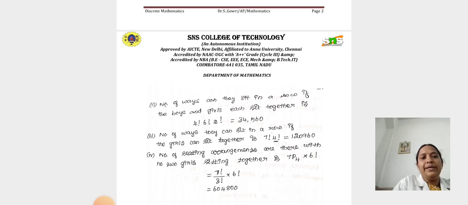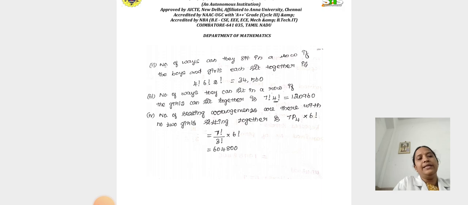Third: the number of ways they can sit in a row if the girls sit together is 7 factorial into 4 factorial. Then the last case: the number of seating arrangements where no 2 girls sit together. It is given by the formula 7P4 into 6 factorial. This is again 7 factorial by 3 factorial into 6 factorial. Totally 604800.